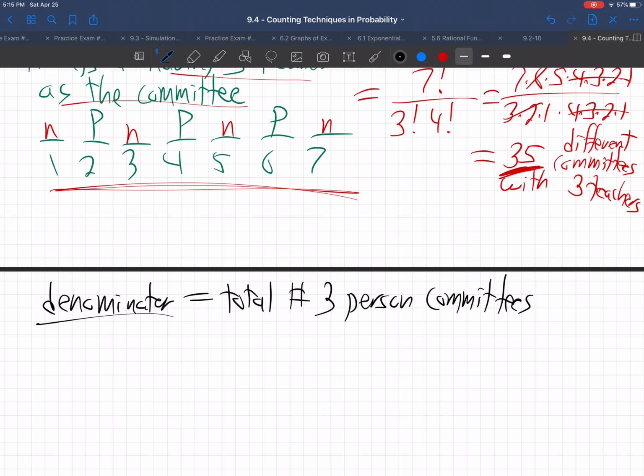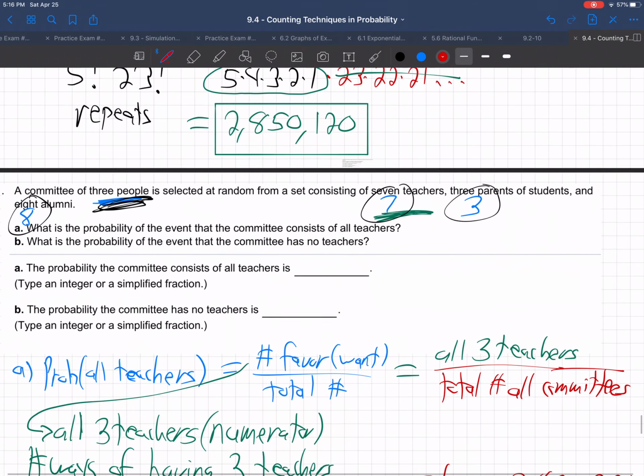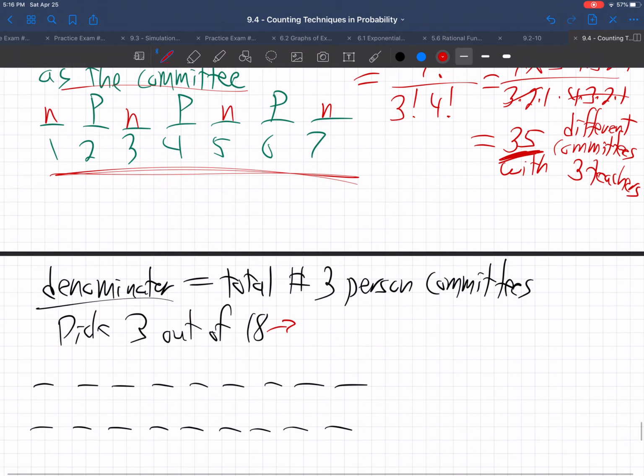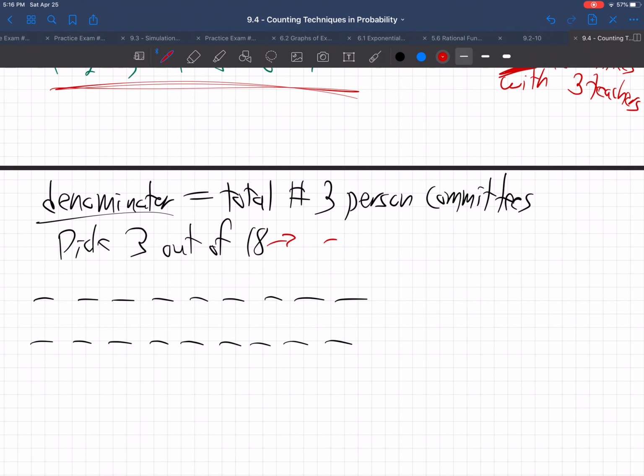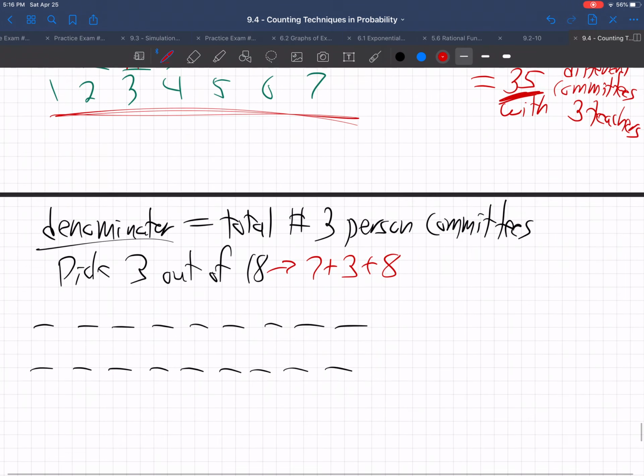So pick 3 out of 18 is what we're talking about. So if we have 18 spots, 1, 2, 3, 4, 5, 6, 7, 8, 9, 10, 11, 12, 13, 14, 15, 16, 17, 18. So 18 different spots. 18 is because of the number, what is it? 7 teachers, 3 parents, 8 alumni. Is that right? 7 teachers, 3 parents, 8 alumni. Right. That's how I got that 18.